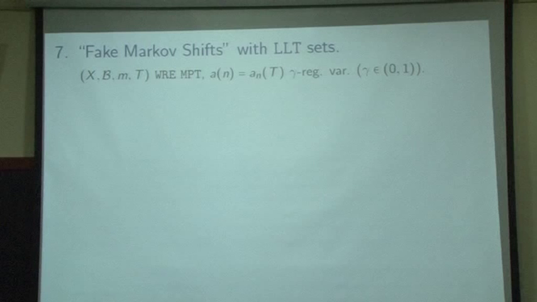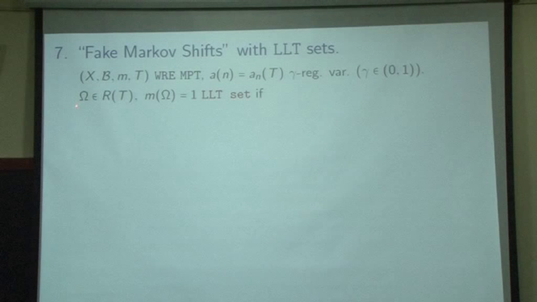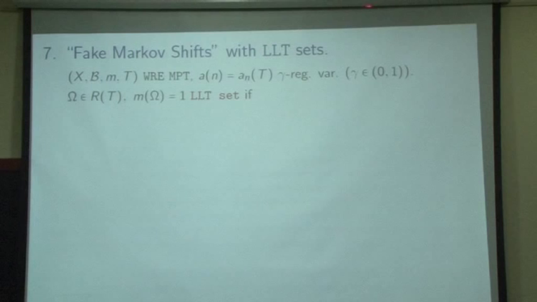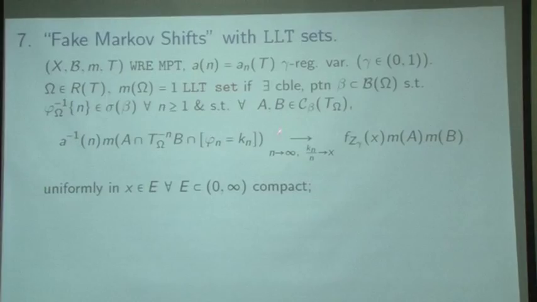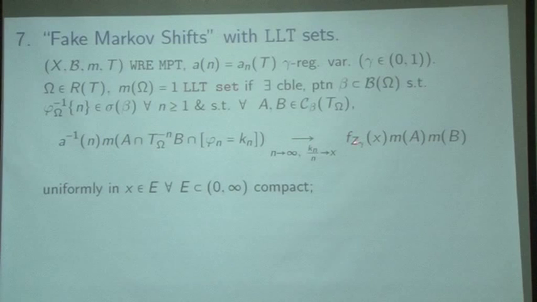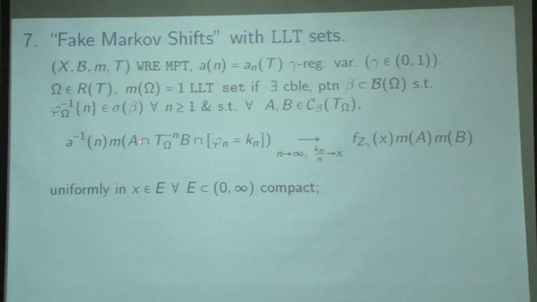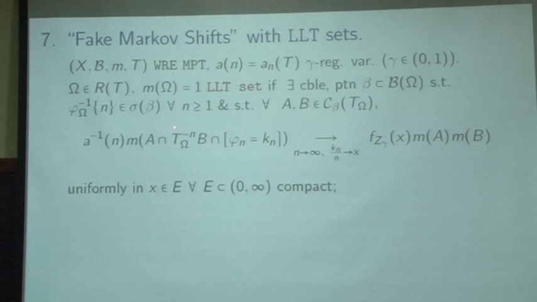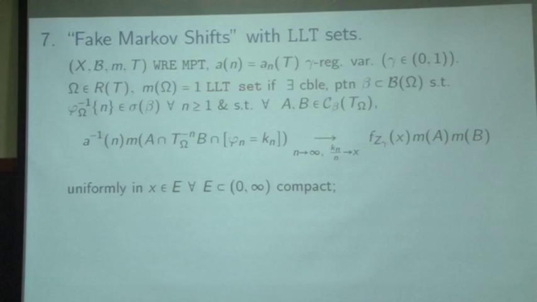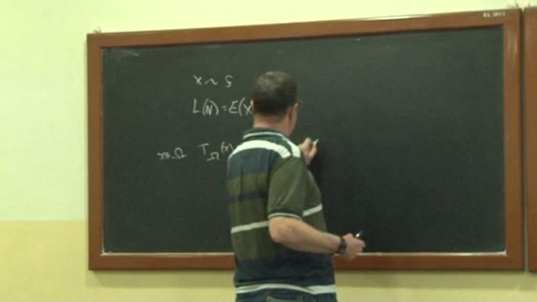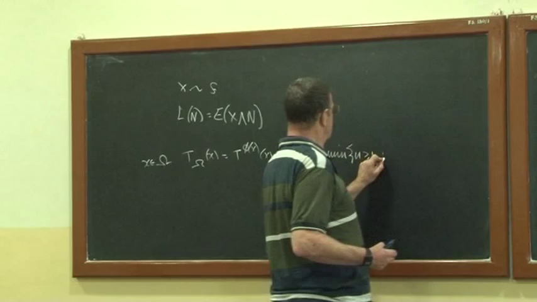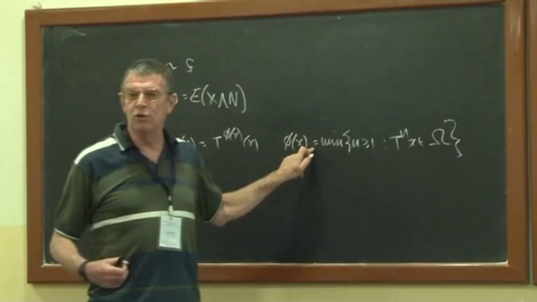So we have a set, a nice set in the hereditary ring, with measure 1 for normalization. We'll call it a local limit theorem set. A local limit theorem set is one where there's a countable partition of omega, so that if I look at T_omega, the induced transformation, the first return time map. So I start in omega and then travel around: T_omega x is T to the phi(x) of x, and phi(x) is the minimum n bigger than or equal to 1 such that T to the n x is in omega. And this is going to be finite almost surely because of conservativity. So this is the first return time map.